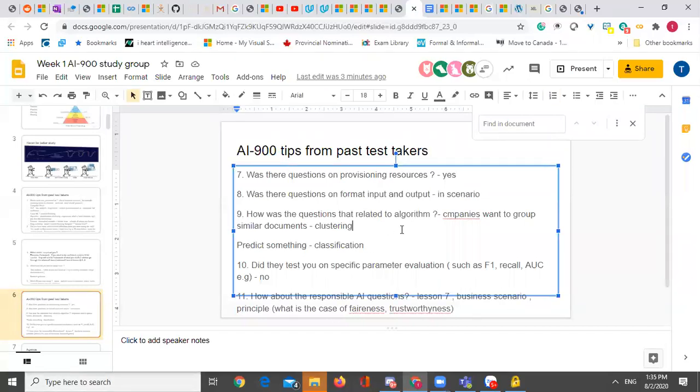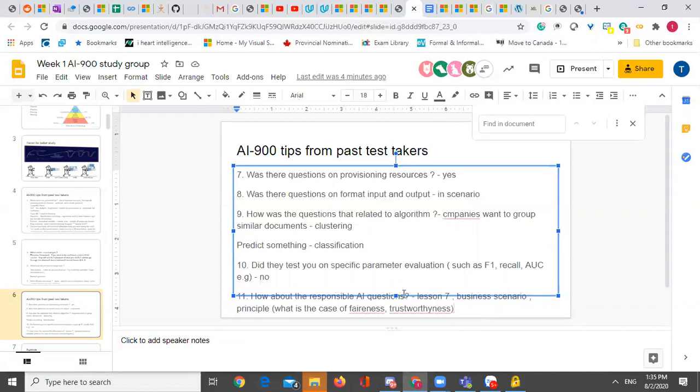Okay, a question related to algorithms, and again it is a business scenario, like a company wants to group similar documents. So what algorithm will you use? That is clustering, and we will go through this again in our class. For specific metrics like F1, recall, AUC, there will be no question on that. So we are safe. Those are very tough.